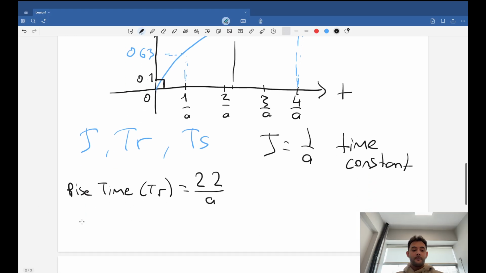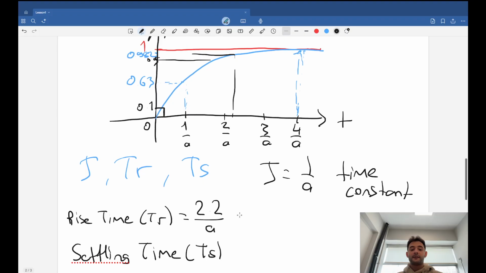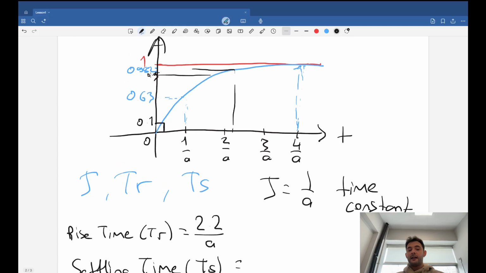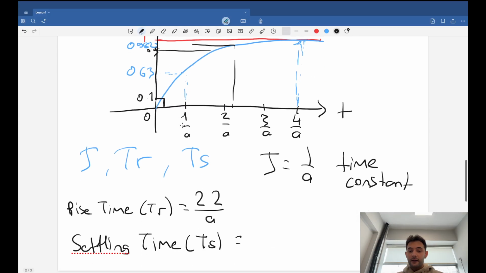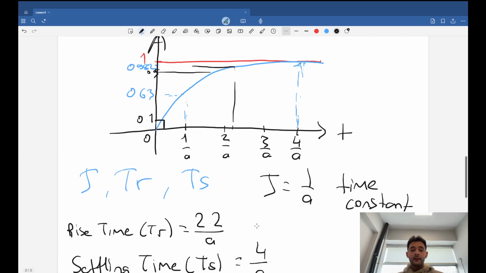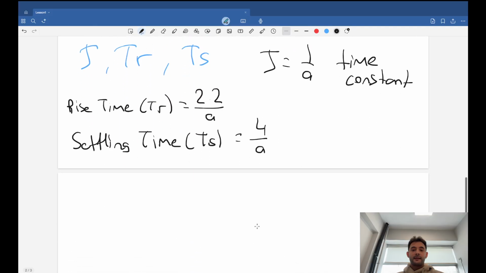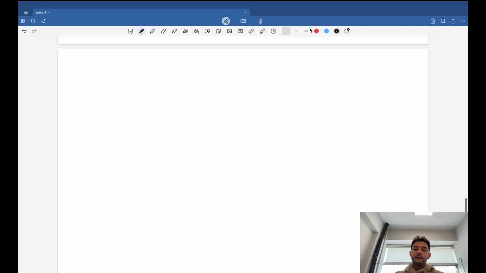And the settling time is referred to as when my system reaches at least within 2% of its final value. So 2%. And be careful, this 98.2 is inside of this 2%. So I can say my system settles down at roughly 4 over a to its 2% difference, and I can say yes, 4 over a is my settling time formula. That's the whole case. So let's do an example to make this more understandable.